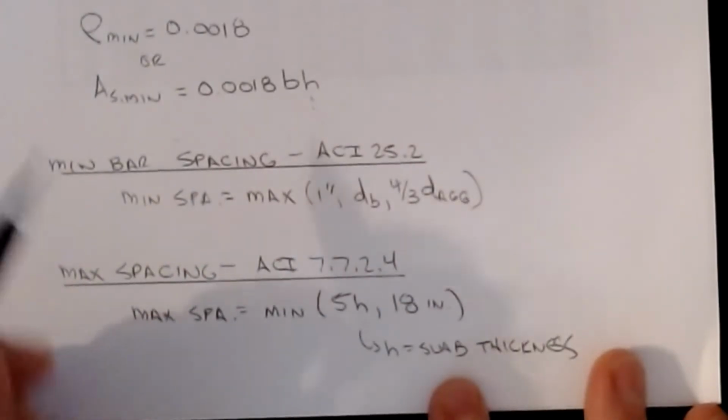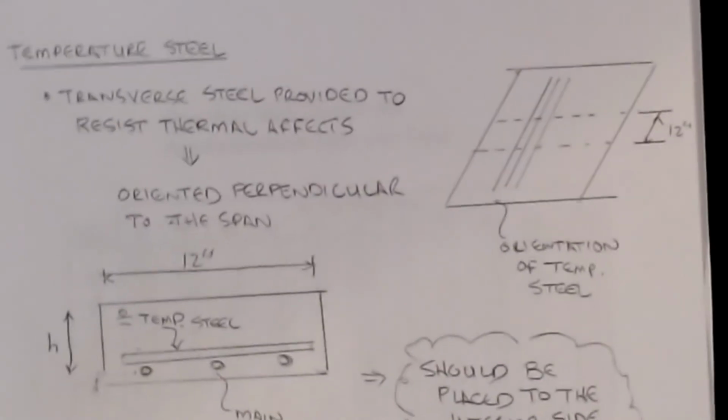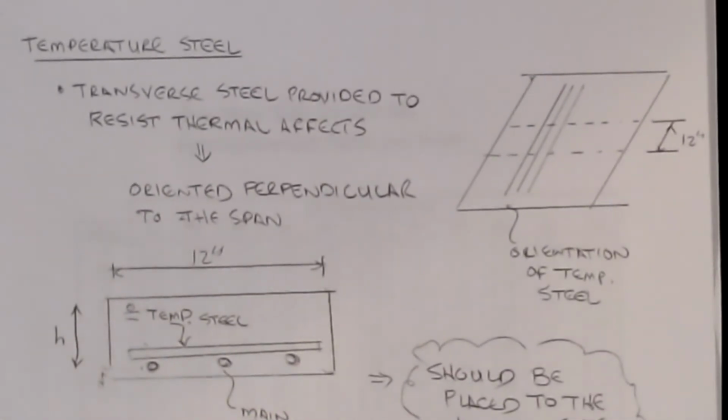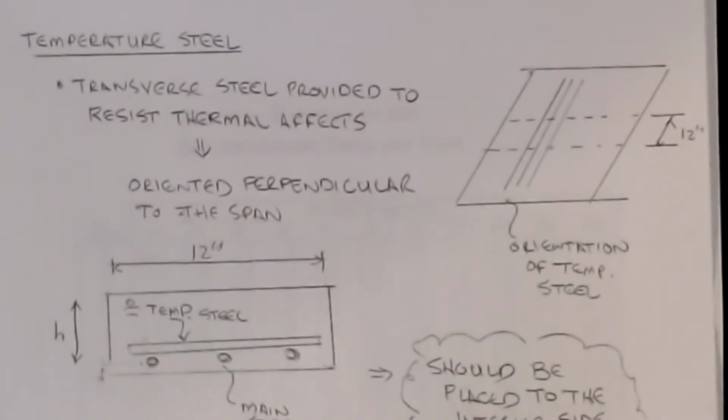Okay, and what this steel does is the reinforcing steel on this is basically used to provide resistance for thermal effects or for shrinkage cracking. I need a minimum amount of steel to kind of hold things together to keep those cracks from growing too large. Okay, and so this is how we do that.